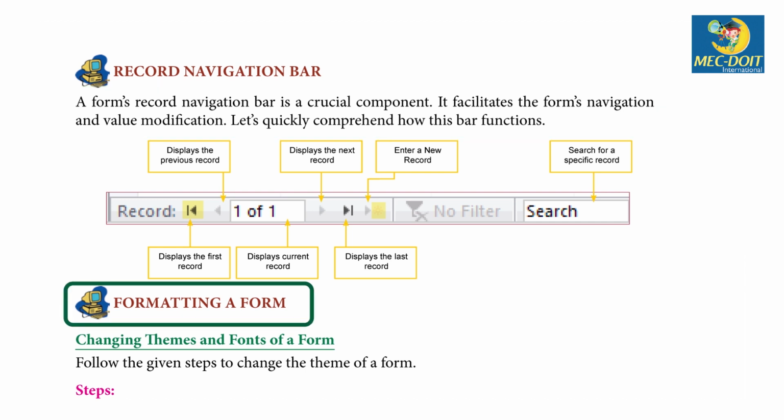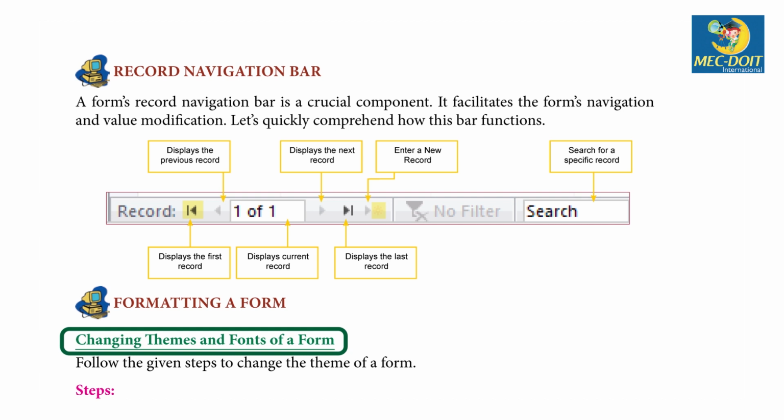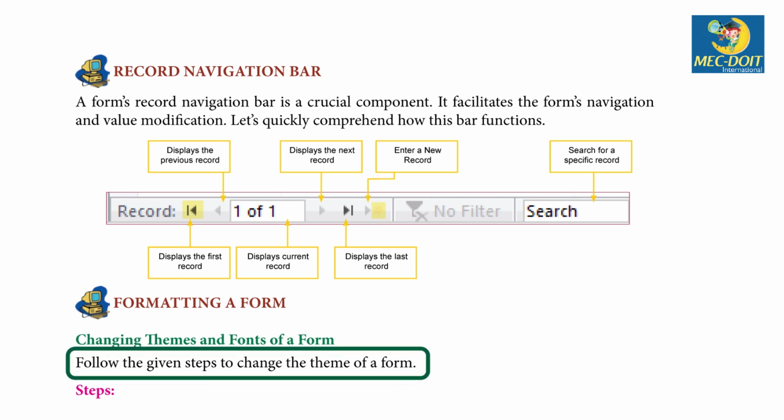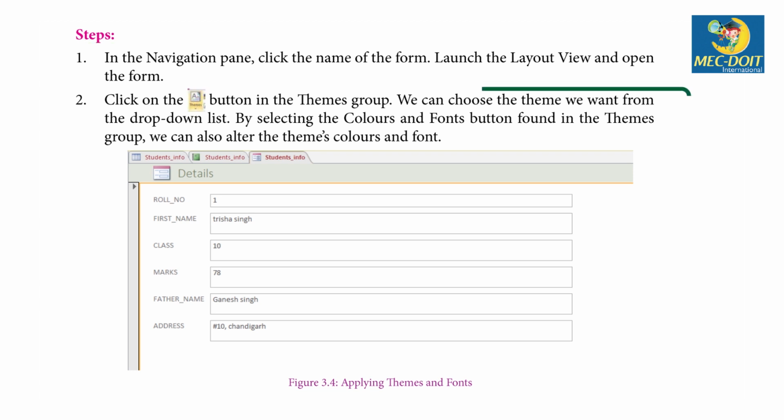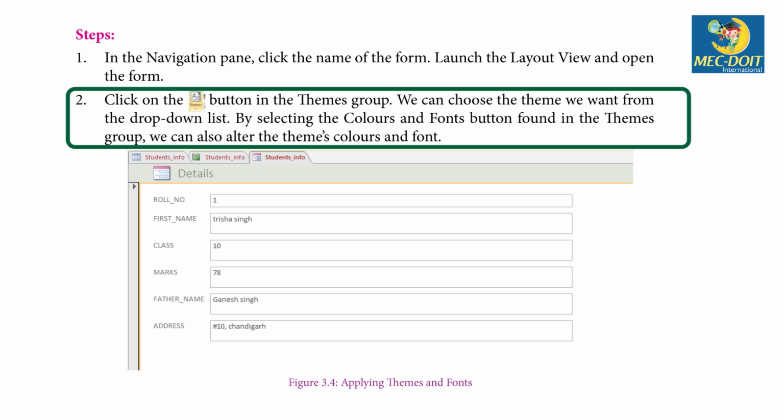Formatting a form. Changing themes and fonts of a form. Follow the given steps to change the theme of a form. Steps. 1. In the navigation pane, click the name of the form. Launch the layout view and open the form. 2. Click on the Themes button in the Themes group. We can choose the theme we want from the drop-down list. By selecting the Colors and Fonts buttons found in the Themes group, we can also alter the theme's color and font.